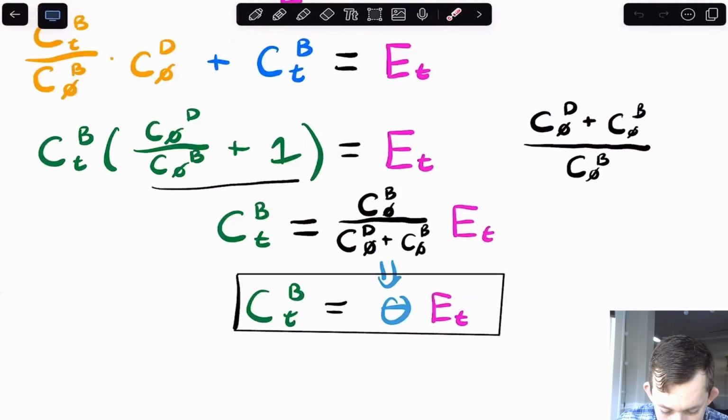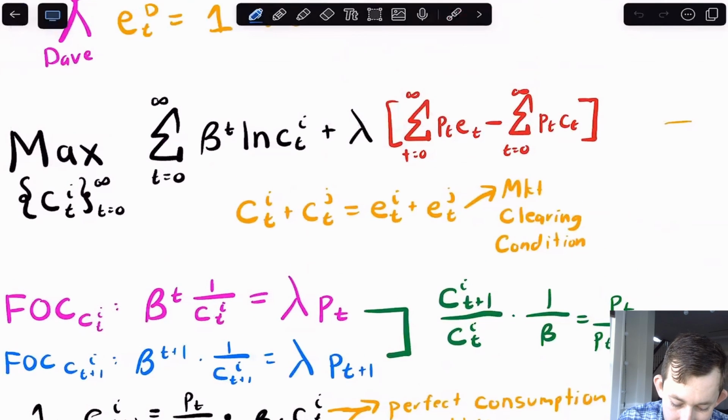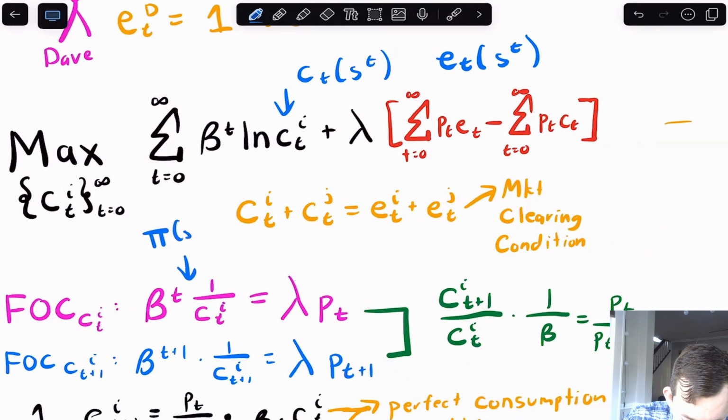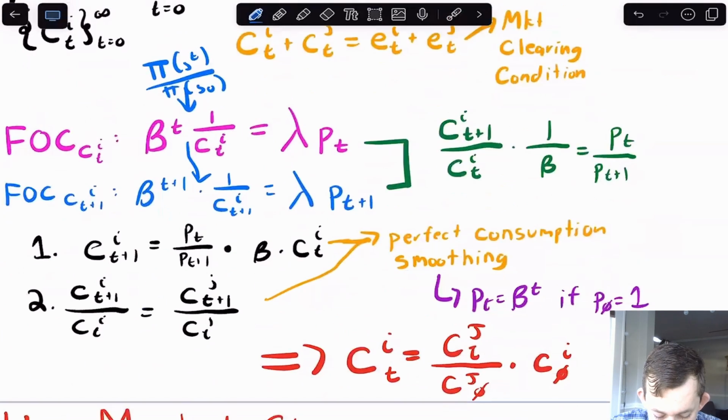Now I did this for certainty, but notice that if I go way back here, if this was uncertain, the only thing that's really going to change is this CT is now going to be like a CT of S to the T, and this ET is going to be a function of S to the T. But what's going to happen in the math is not really that different. And the reason it's not that different is if I have uncertainty in here, this is going to be like the probability of ST over the probability of some, say, 0 that we pick. And that's going to go right into here as well. But those probabilities are going to cancel out, and we're going to be left with the same thing.